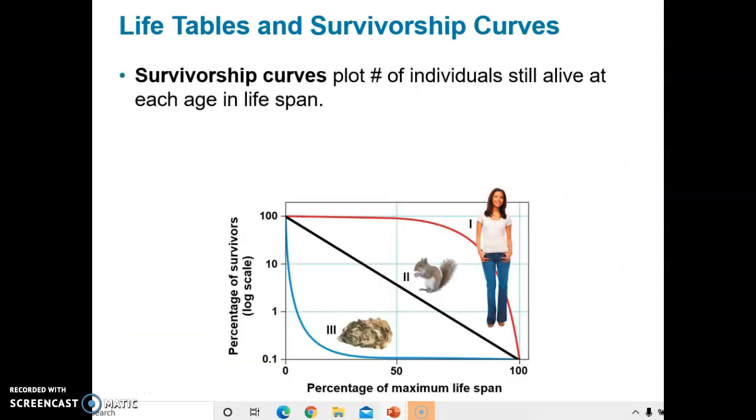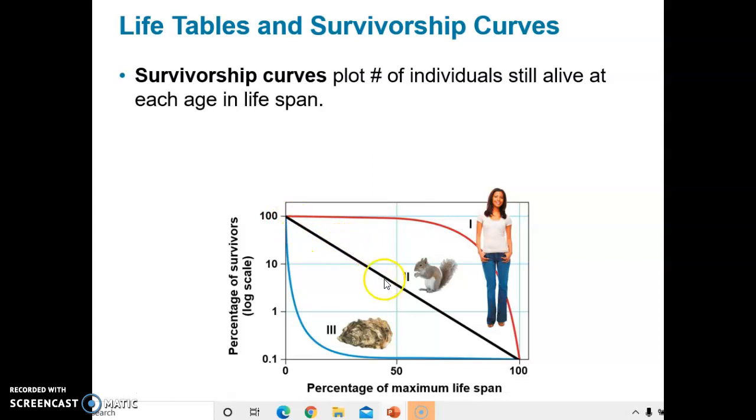Let's move on to survivorship curves. Survivorship curves are plots on a graph of the number of individuals still alive at a particular age in the lifespan. On this graph, we see three different characteristic survivorship curves. One is type 1, which is characteristic of humans, long-lived organisms.